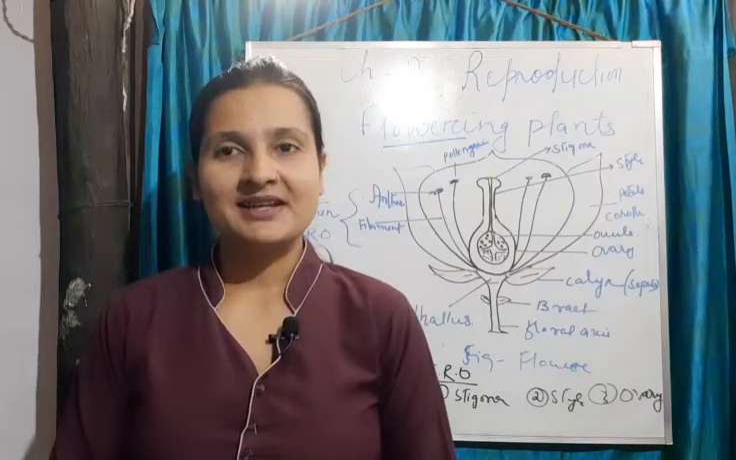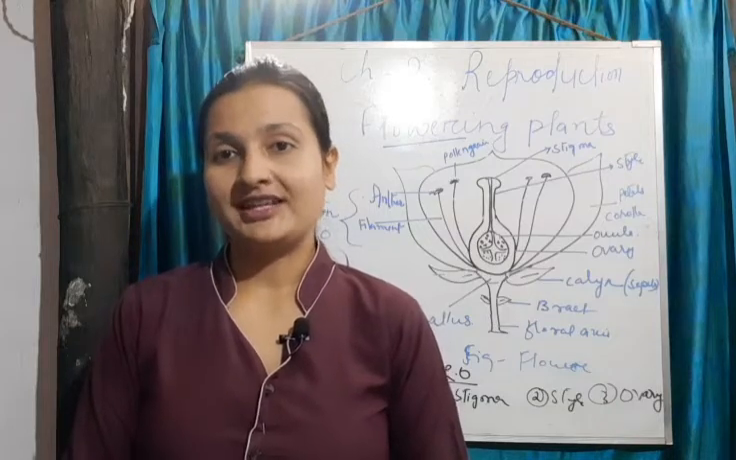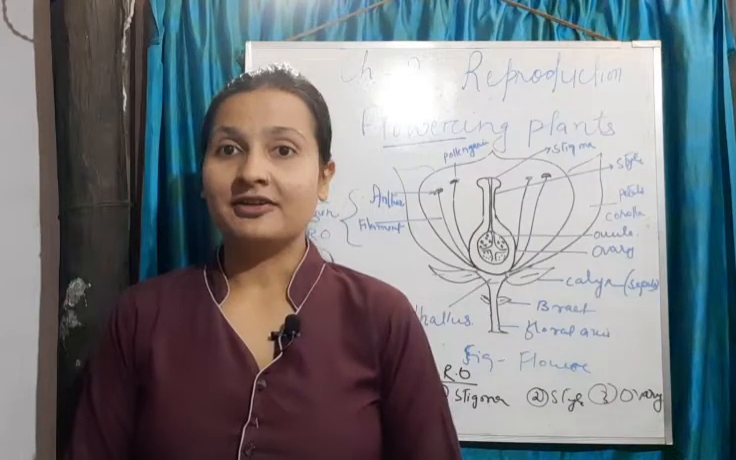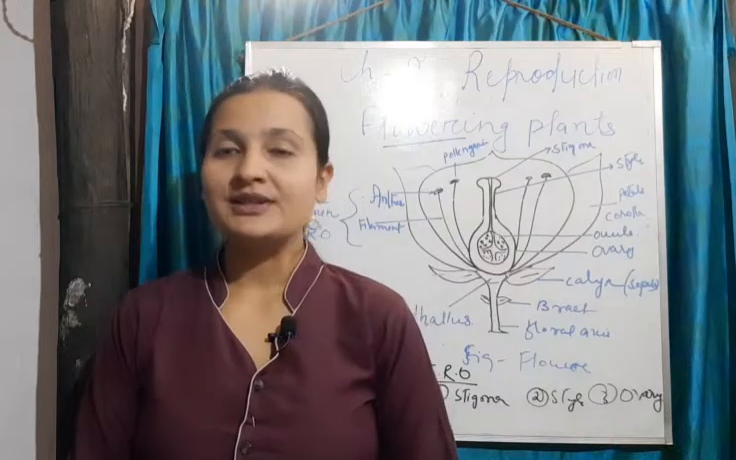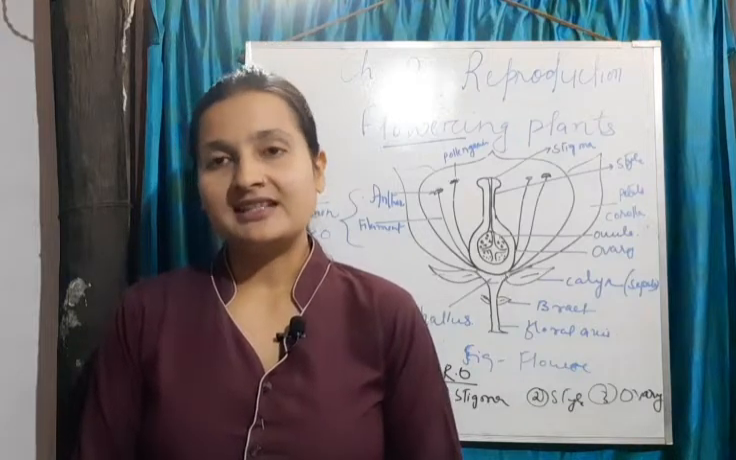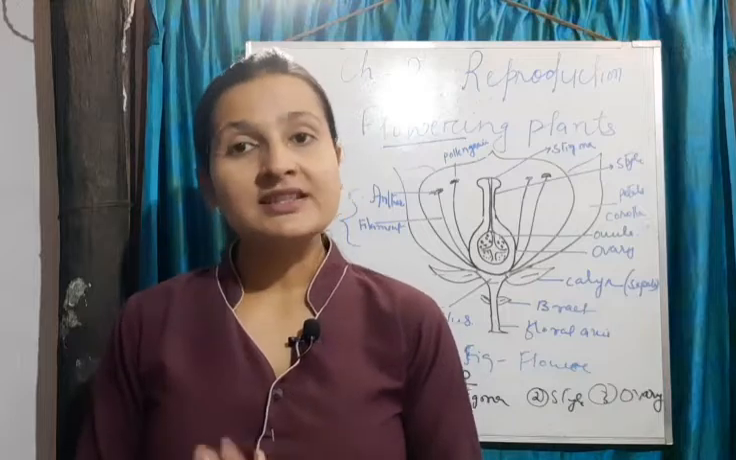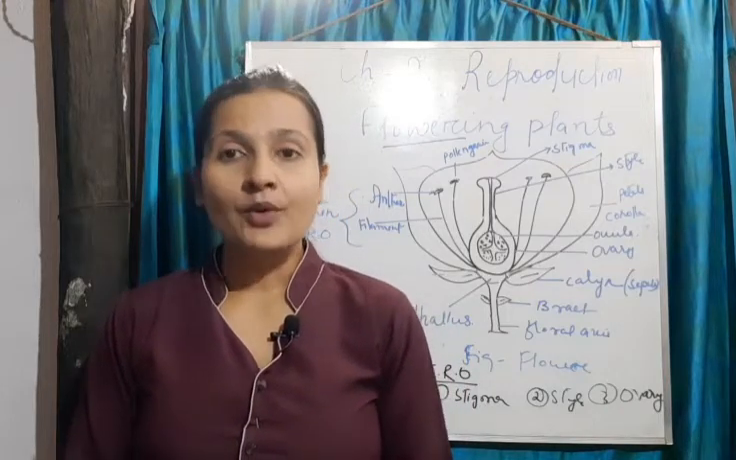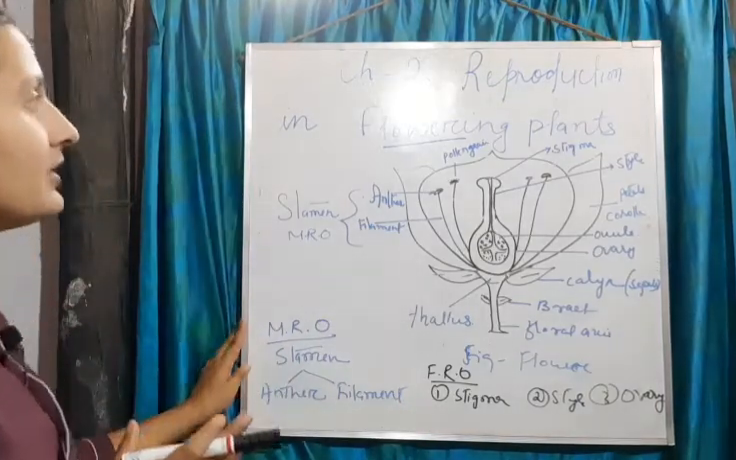In my previous class, I had taught you the first chapter, right? That is reproduction in organisms, where we learned asexual and sexual reproduction, right? Then we learned about fertilization, as well as the fusion of gametes. All these things we learned, as well as how fertilization takes place in animals and plants. Now in this chapter, we are going to learn in more detail about the sexual reproduction of flowering plants.